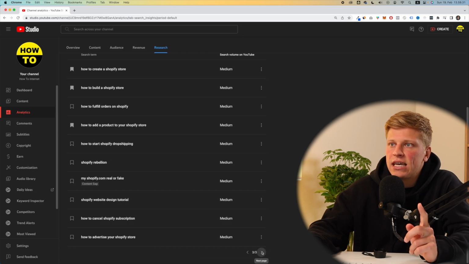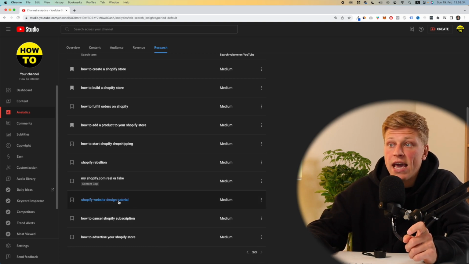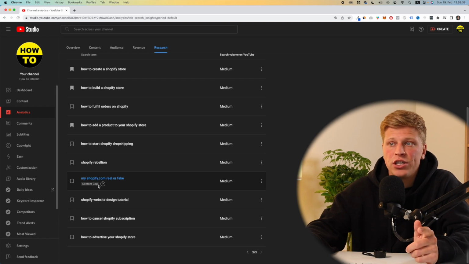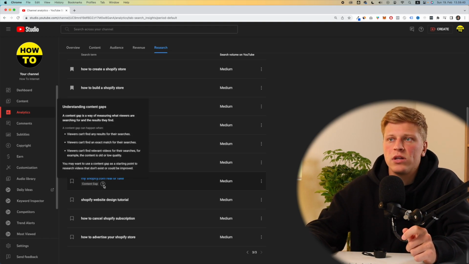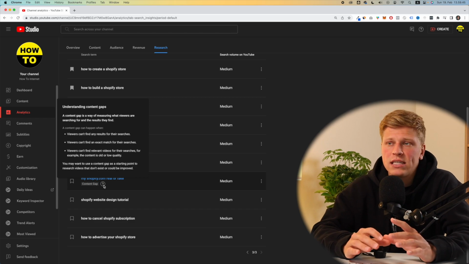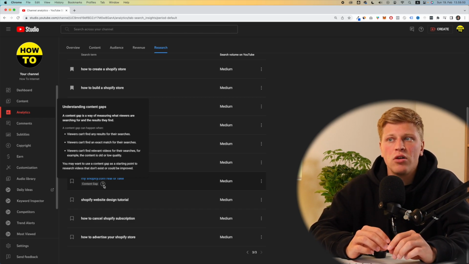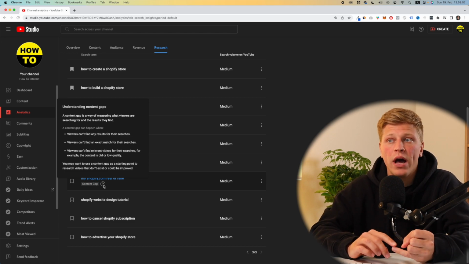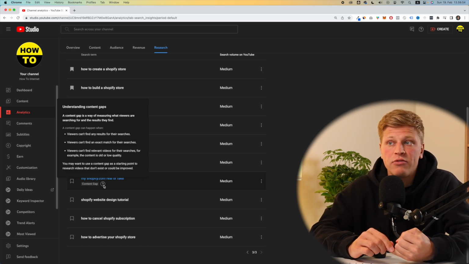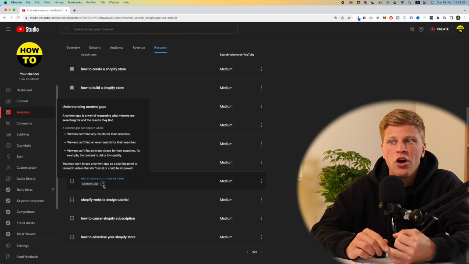But then what's interesting is once in a while, you're going to find a search term which has a content gap next to it and a question mark. If we take a look at what the question mark means, a content gap is a way of measuring what viewers are searching for and the results they find. A content gap can happen when viewers can't find end results for their searches, viewers can't find an exact match for their search, or viewers can't find relevant videos for their searches.